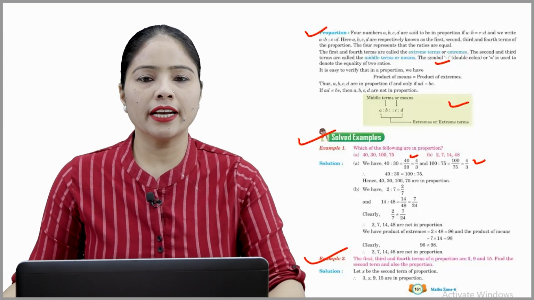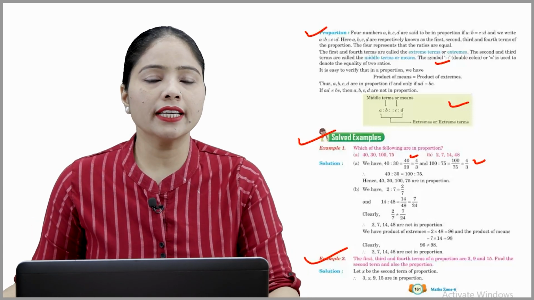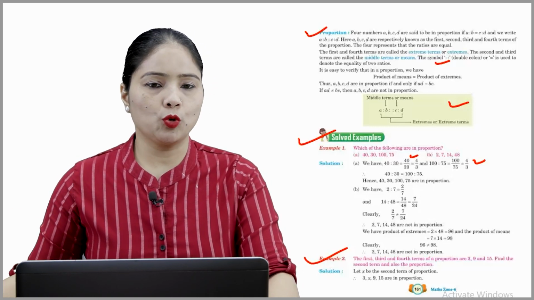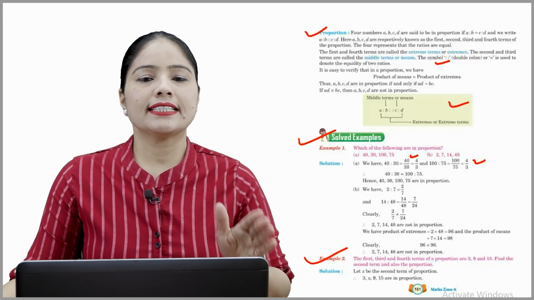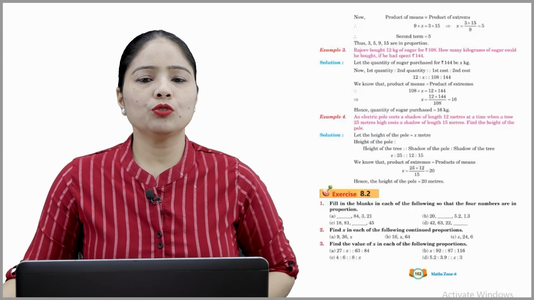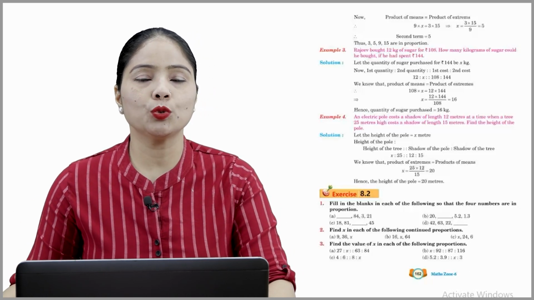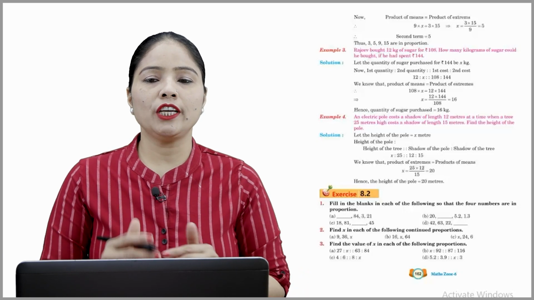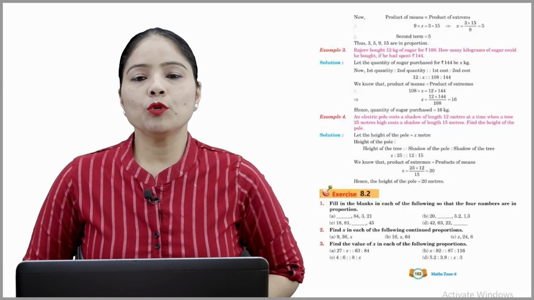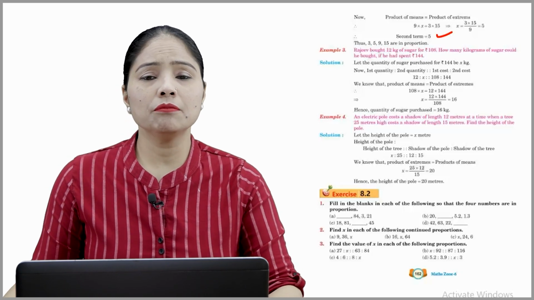The first, third and fourth terms of a proportion are 3, 9 and 15. Find the second term and also the proportion. Solution. Let x be the second term of the proportion. So therefore 3, x, 9, 15 are in proportion. Now product of means is equal to product of extremes. So 9 into x is equal to 3 into 15. So x is 3 into 15 divided by 9 is equal to 5. So the second term is 5. Thus 3, 5, 9, 15 are in proportion.